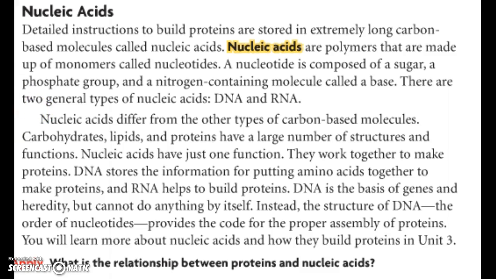Nucleic acids differ from the other types of carbon-based molecules. Carbohydrates, lipids, and proteins have a large number of structures and functions. Nucleic acids have just one function. They work together to make proteins. DNA stores the information for putting amino acids together to make proteins, and RNA helps to build the proteins.